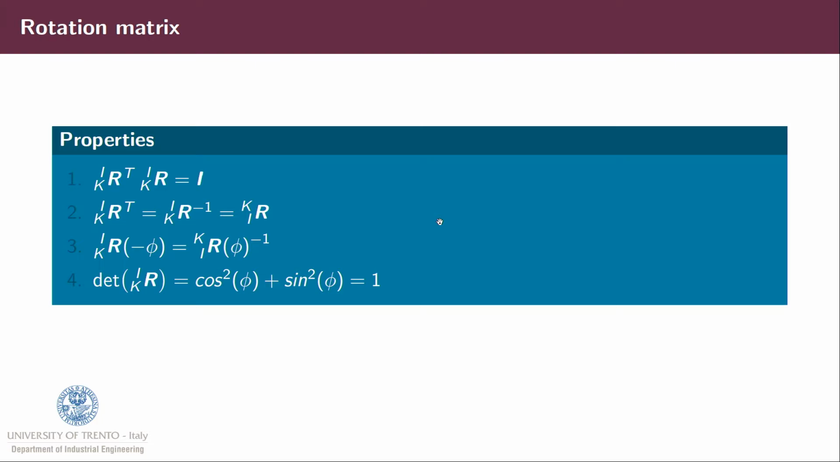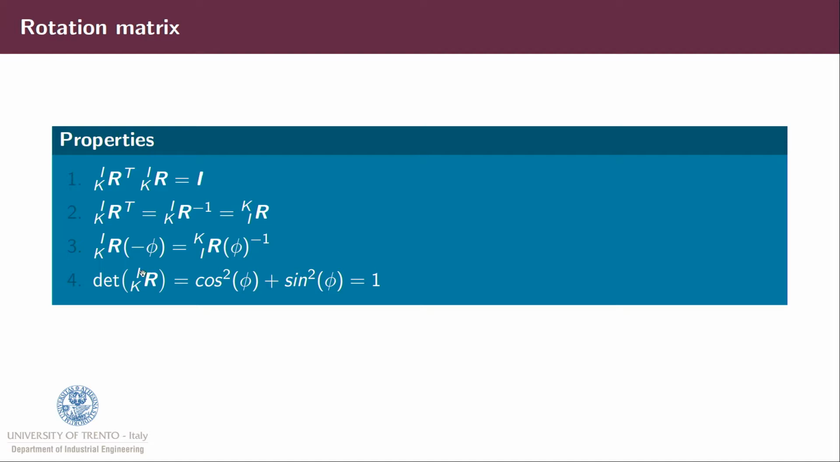Let's state some properties of the rotation matrices. We have that the rotation matrix from k to i transpose times the rotation matrix from k to i is equal to the identity. The second property is that the rotation matrix from k to i transpose is equal to the rotation matrix from k to i inverse, which is equal to the rotation matrix from i to k. The third property is that the rotation matrix from k to i of minus phi is equal to the rotation matrix from i to k of phi inverse.